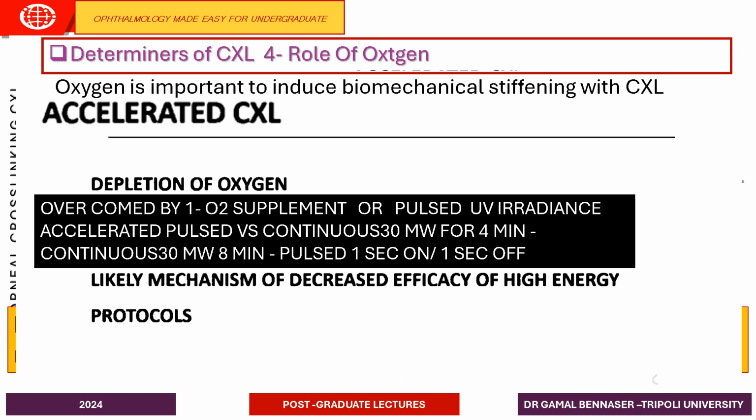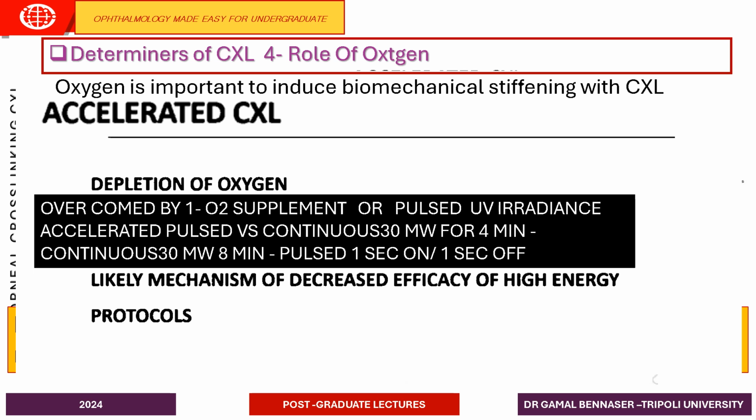So they started thinking about how to either supplement extra oxygen to the patients during the procedure, or do what is known as pulsed versus continuous fluence. Pulsed means that if the procedure is for 4 minutes, we can do it 1 second on, 1 second off, so it will continue for 8 minutes. But even then, they discovered that even with these pulses it is still not enough, because it needs about 3 to 4 minutes to replenish the depleted oxygen.